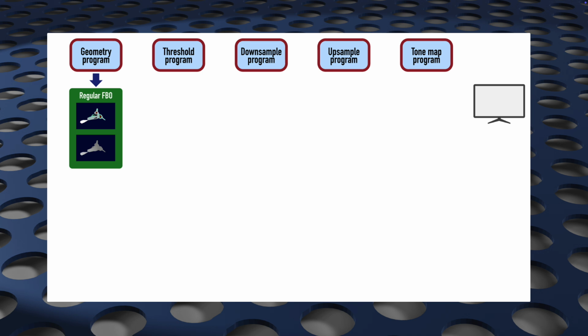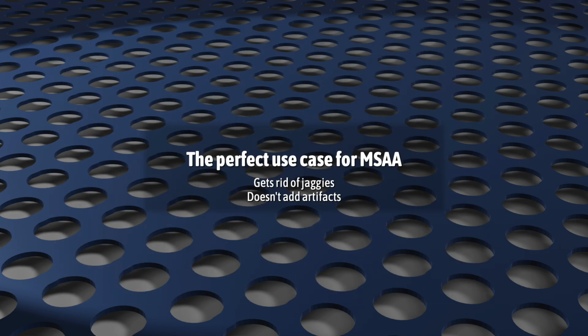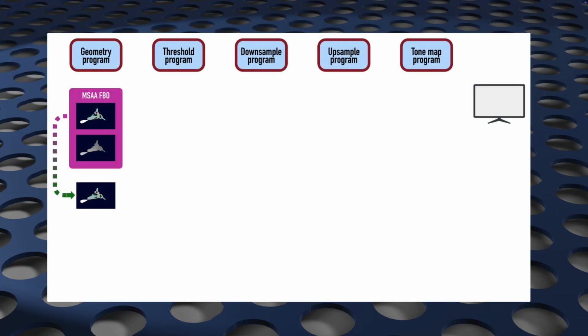Instead of rendering directly to that first framebuffer object, which we'll still use, we'll render to a multi-sample framebuffer object instead. Bind that, render, and then blit, copying our color data from the multi-sample render buffer to that first framebuffer object. If you're not sure how to do this, check out the last video where I covered all of this. By the way, if you wanted a perfect use case for using WebGL's built-in multi-sample anti-aliasing, this is it. No more jaggies and no added artifacts at all. It's perfect.